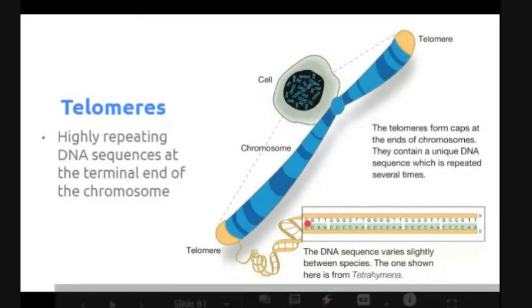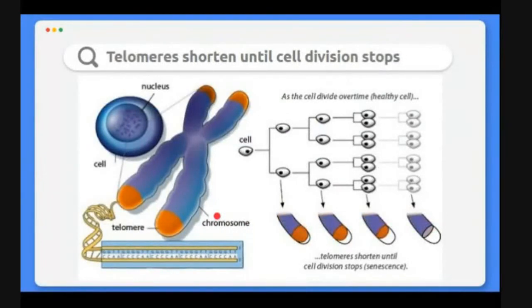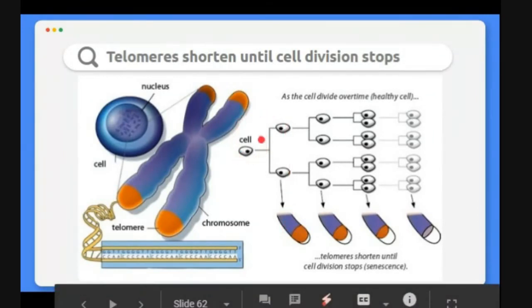So, as you can see here, yung repeating sequence dito sa tetrahymena ay GGGTT, GGGTT. Repeating sequences lang yan, yung telomeres. And your telomeres, they shorten until cell division stops. So, yung parent cell mo, normal pa yung telomeres niya. Yung daughter cells niya, mas umikli. Yung daughter cells nito, mas umikli. Yung daughter cells nito, mas umikli yung telomeres mo. Hanggang sa mag-stop na siya.